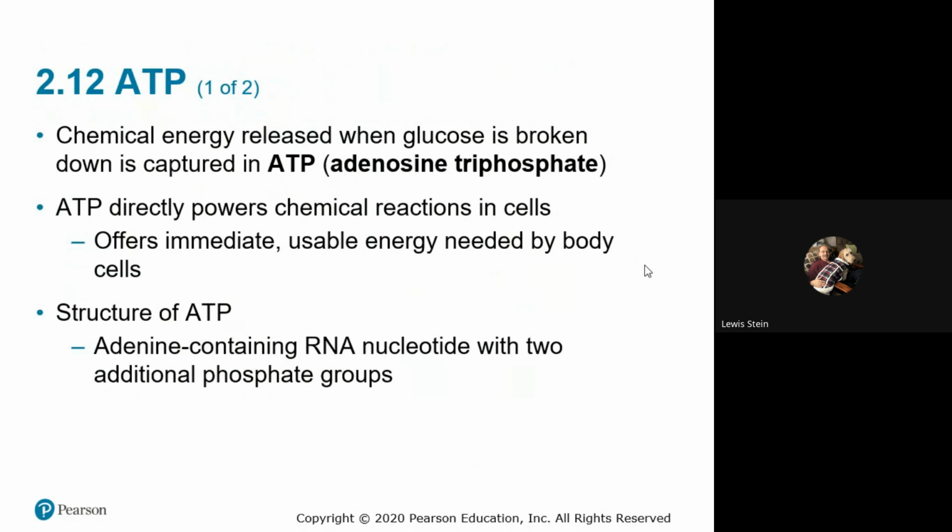But it's not just ability, it's like glucose. What do we do with that glucose? We turn it into energy currency. The energy currency is called ATP. Okay, basically it looks like this.